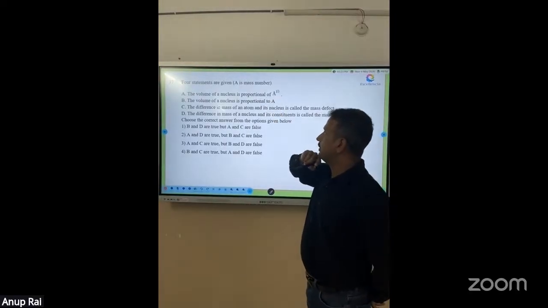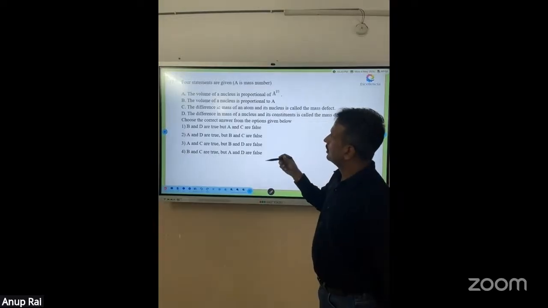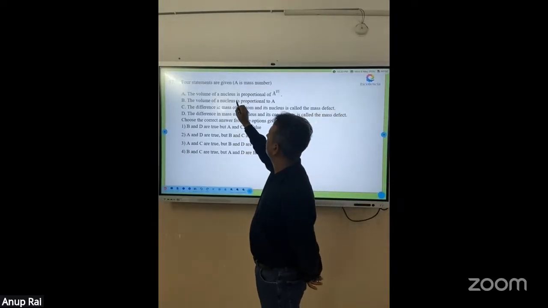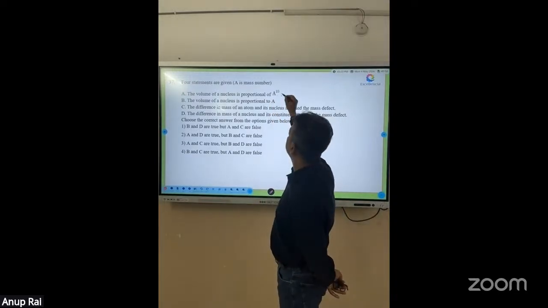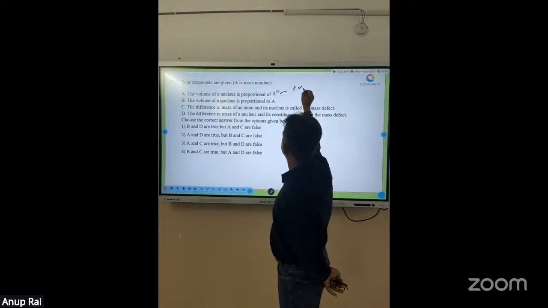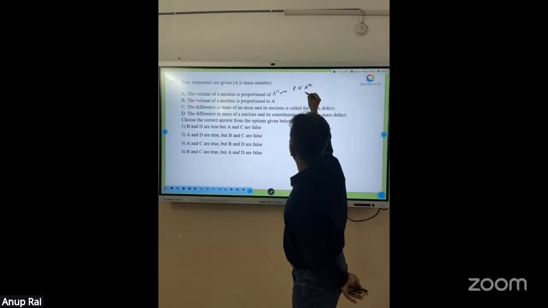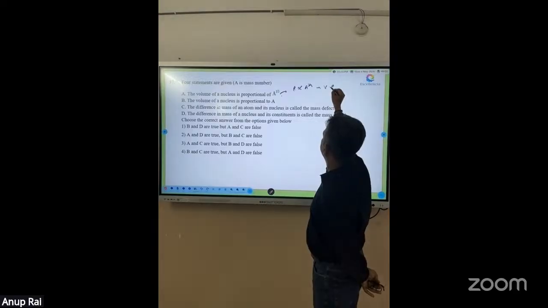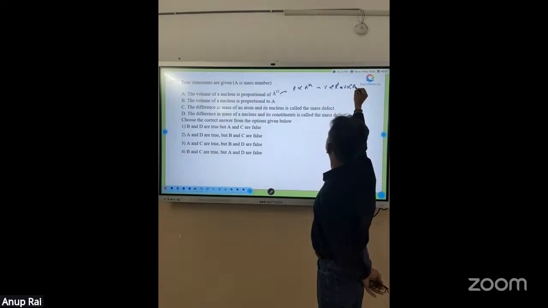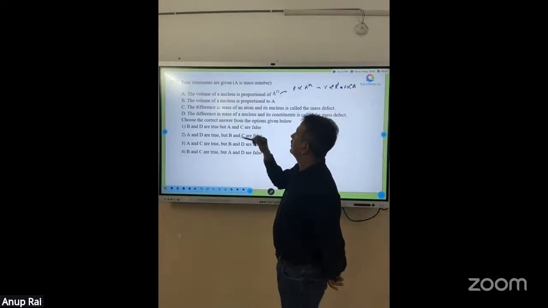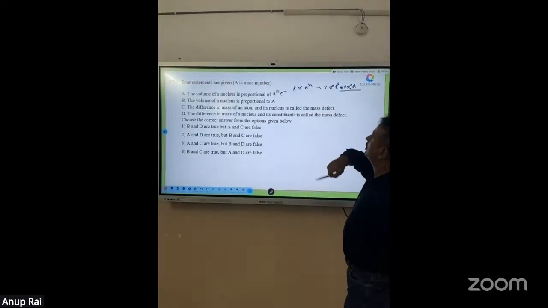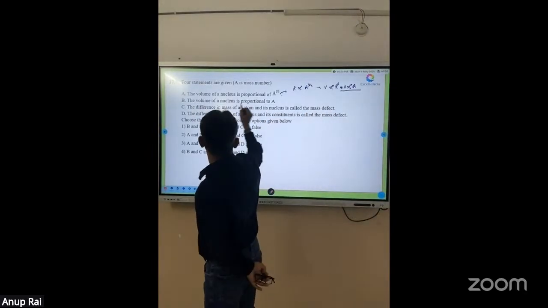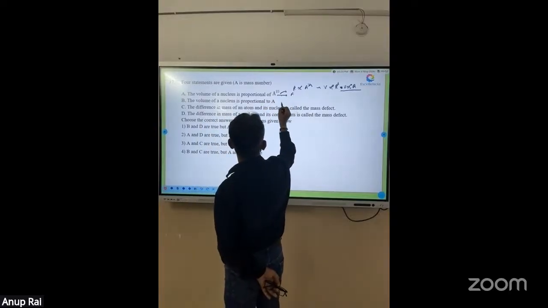Four statements are given. A is the mass number here. The first statement is the volume of a nucleus is proportional to A to the power 1 by 3. No, radius is proportional to A to the power 1 by 3, and since volume is proportional to R cube, I can say volume is proportional to A. Option B: the volume of the nucleus is proportional to A. Just now we observed volume is proportional to A, so that is the correct statement. So that is false, and that is true.